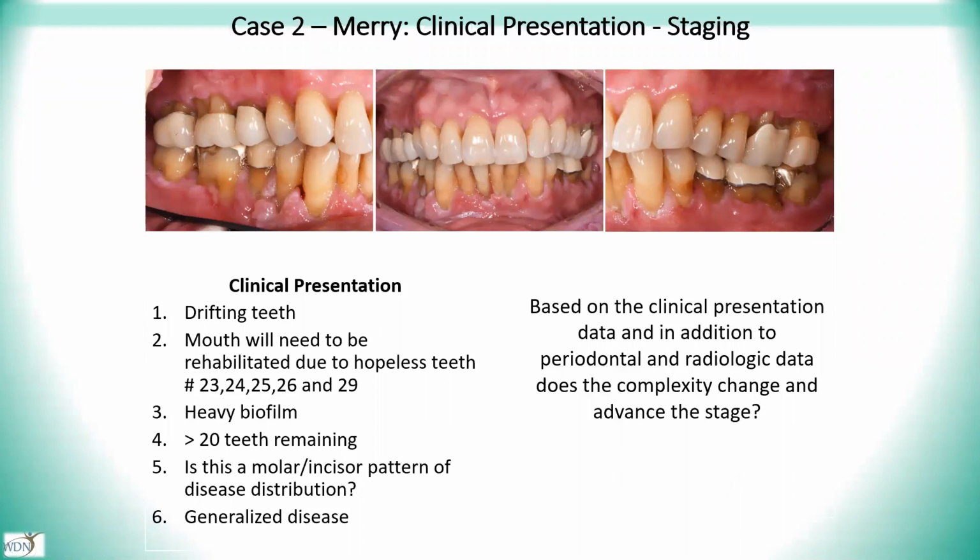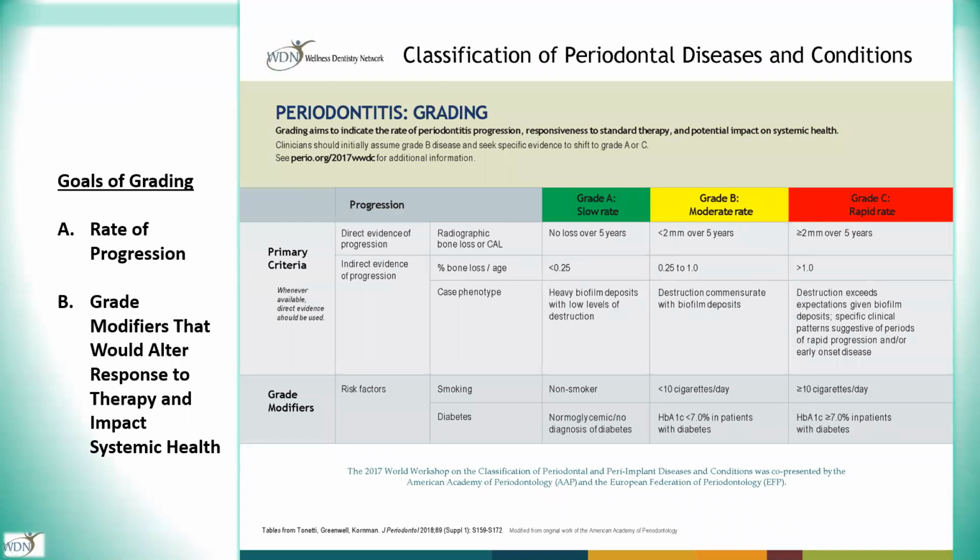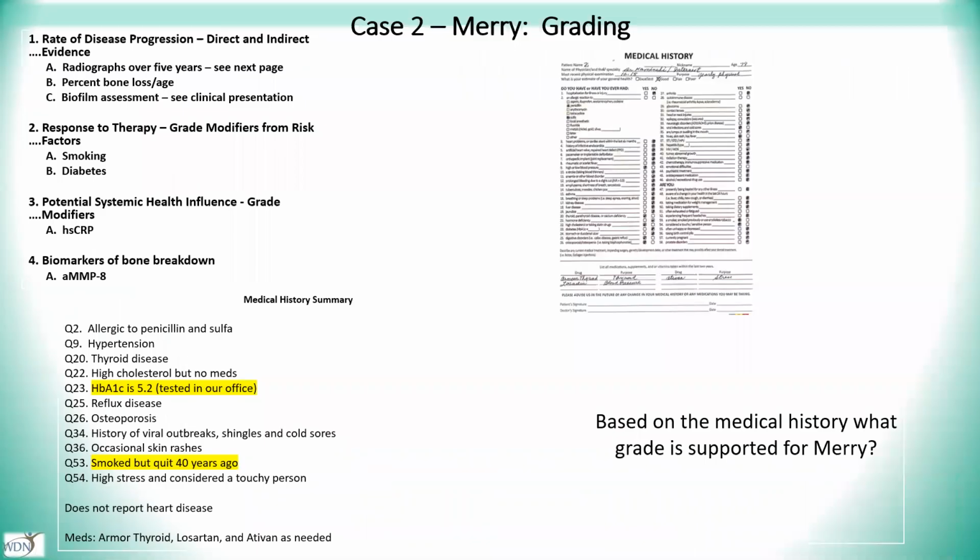So we want to look at the biofilm, and it's really not that heavy, although the gum tissue does look oddly suspicious. And I'll talk a little bit about what that is in a minute. So based on the clinical presentation data, in addition to the periodontal and radiographic data, does the complexity change or advance the stage? It's still stage 4, and grade, it's going to be grade C, because the destruction here definitely exceeds the expectations given the biofilm deposits. I just didn't see much biofilm. And I have a little bit more information about that as we go forward.